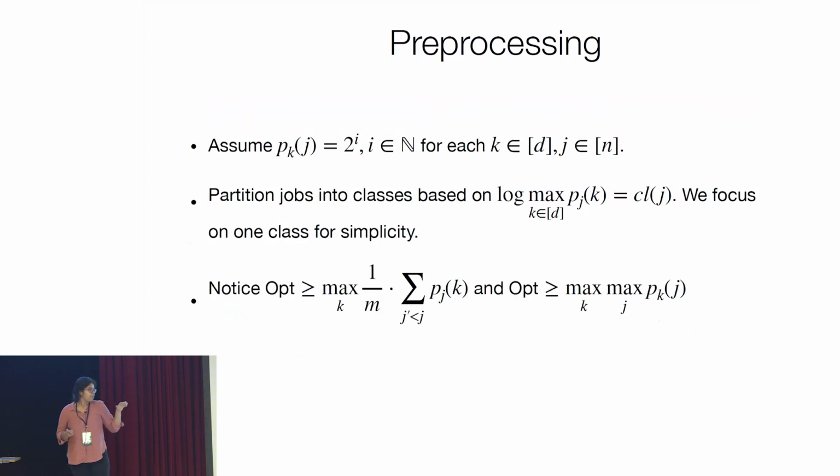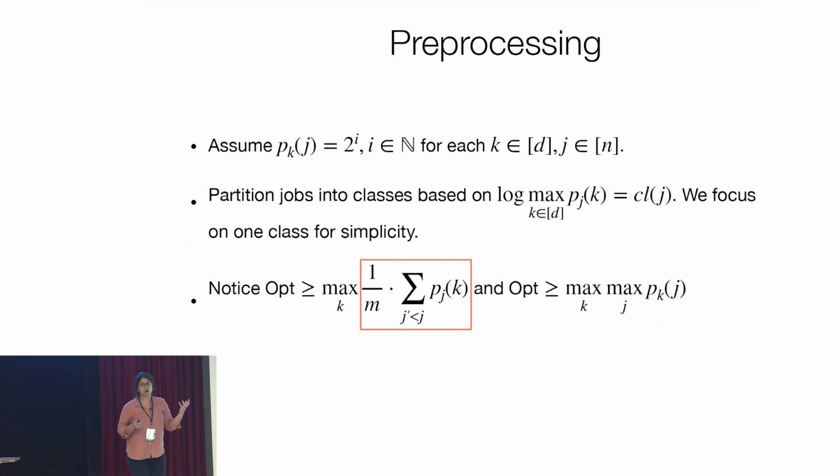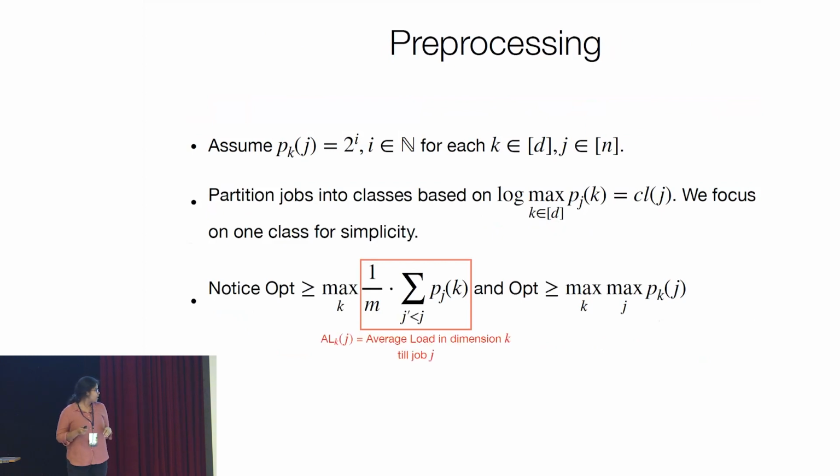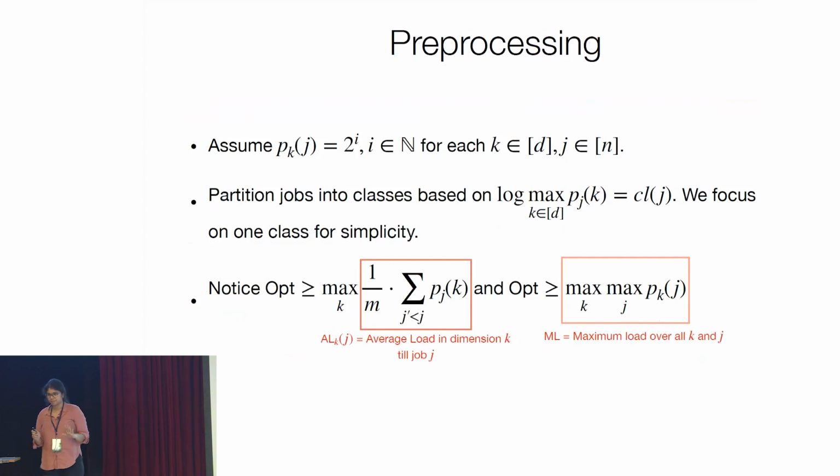One thing I want to emphasize here is these trivial lower bounds on what the optimal makespan can be. It definitely has to be at least the maximum average load over these dimensions, where K is always going to mean some dimension. And it's also going to be at least the maximum load over all the jobs, over all the dimensions. This is what we're going to use to prove our competitive ratio guarantees.